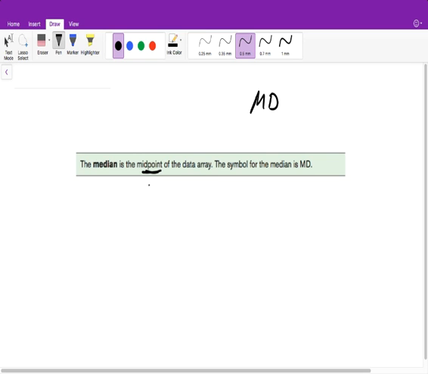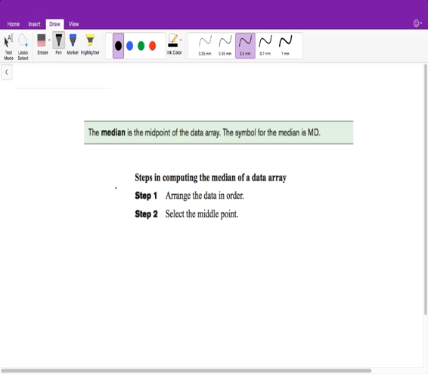All right, so the median is the midpoint of the data array, and the symbol for the median is MD. So there are a few things that we have to do first before we can find the midpoint of our data. When we are looking for a median, there's two steps that we have to follow, and those two steps are to arrange the data in order, and then we're going to select the middle point.